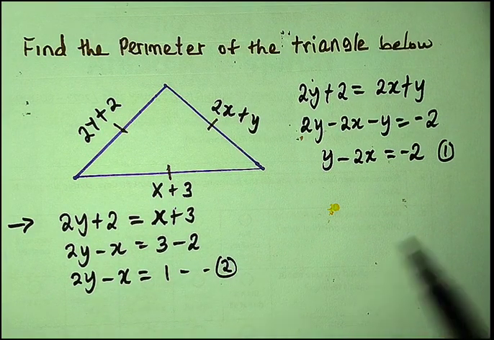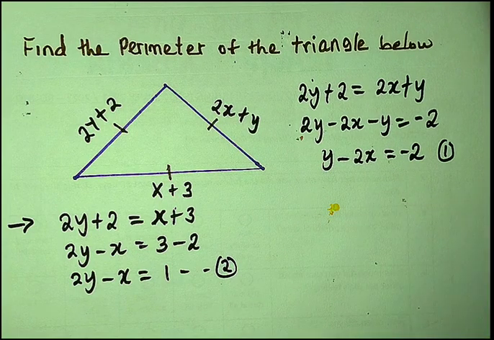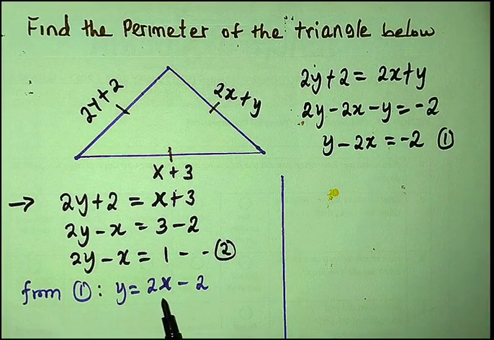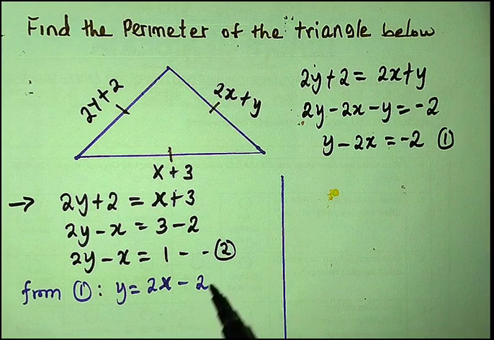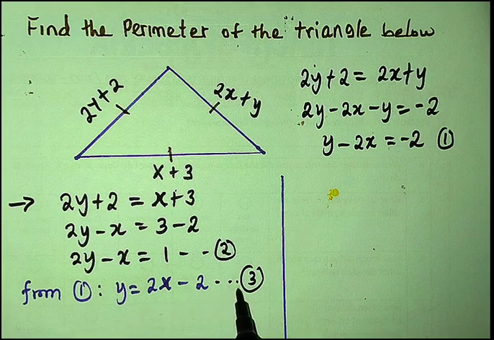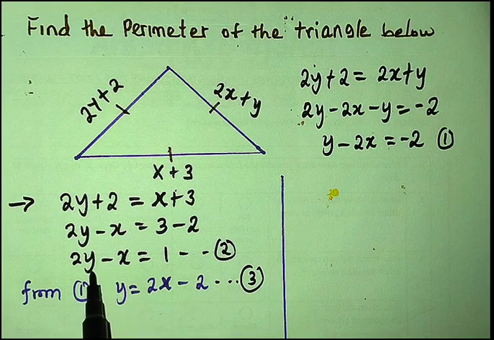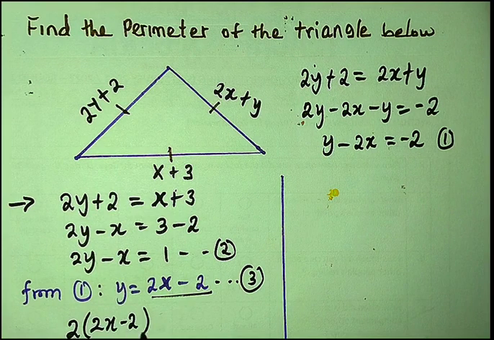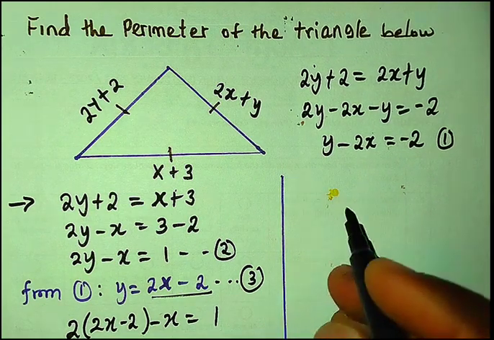So I'm going to solve equation 1 and equation 2 simultaneously, to see what we are going to have. Are you there? So from equation 1, we can see that if we make y the subject of the formula, we are going to have 2x minus 2. So let's call this equation 3. Now let's put equation 3 into equation 2. Wherever we see y, we replace it by 2x minus 2. So we are going to have 2 into bracket 2x minus 2, minus x equals 1.